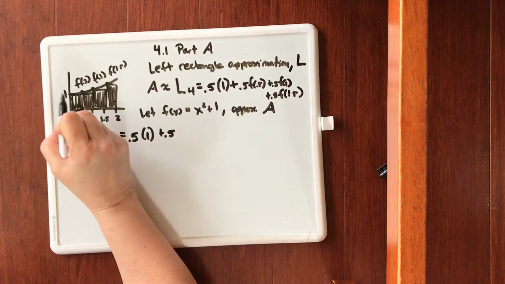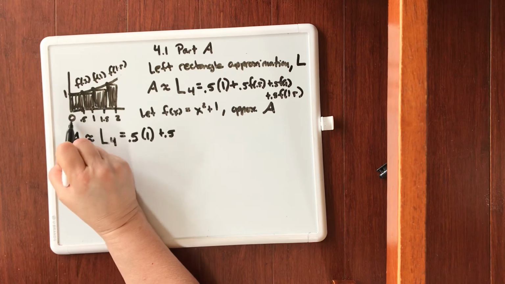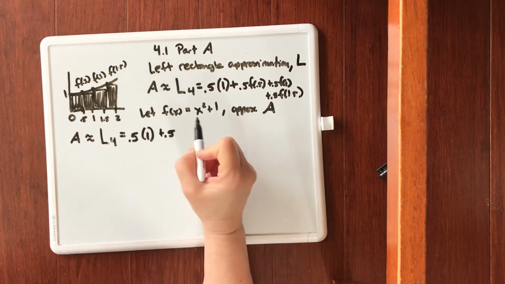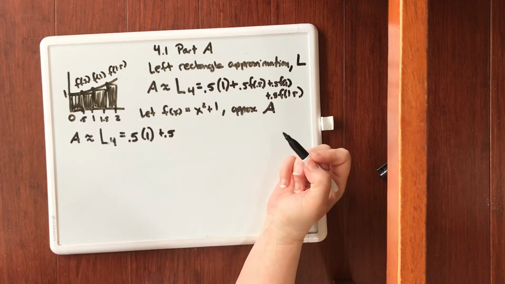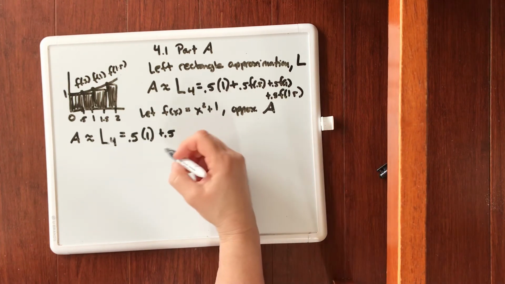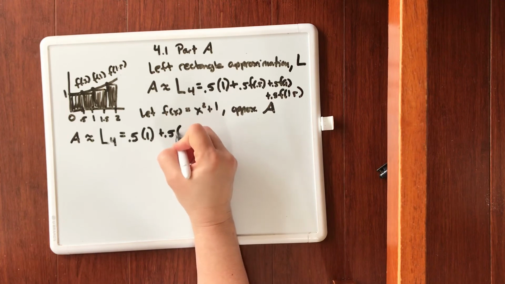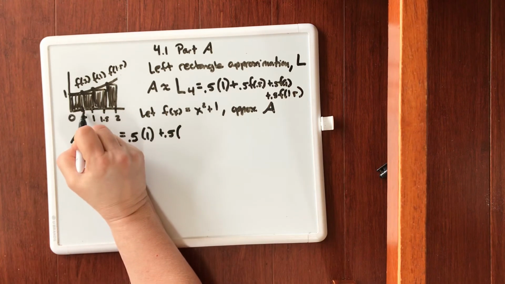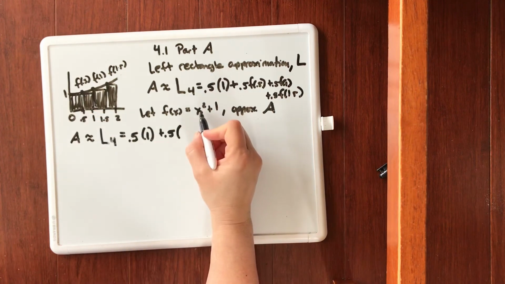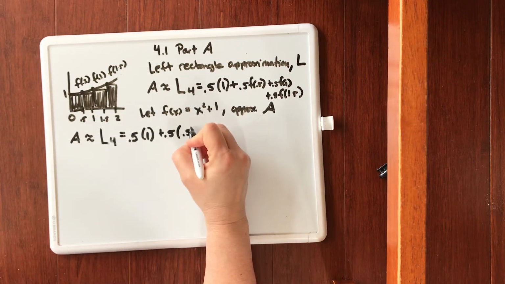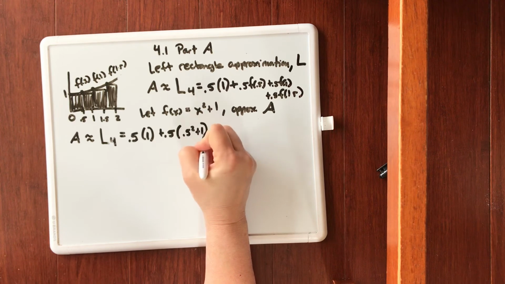Now, how did I get 1? Yes, it looks like 1, but why? You're probably wondering why. If you put a 0 in here, 0 squared plus 1 is 1. So that's how we did that. Okay, the next one, 0.5 times f of 0.5. F of 0.5 right there. So we have to put a 0.5 in there. We have 0.5 squared plus 1.